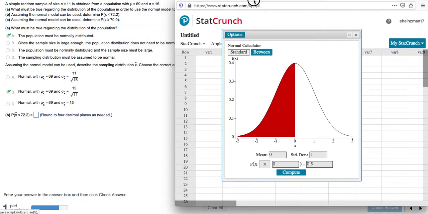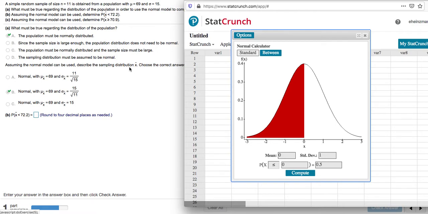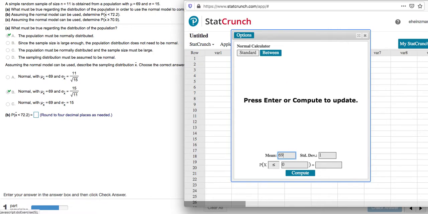So to use this calculator, I need a mean and a standard deviation, but I need those things for the sampling distribution, and they come from these values here. So for the mean, I'll enter in that. Now for the standard deviation, I want to take 15 and divide it by the square root of 11. I'm going to pull up a calculator to get this number.